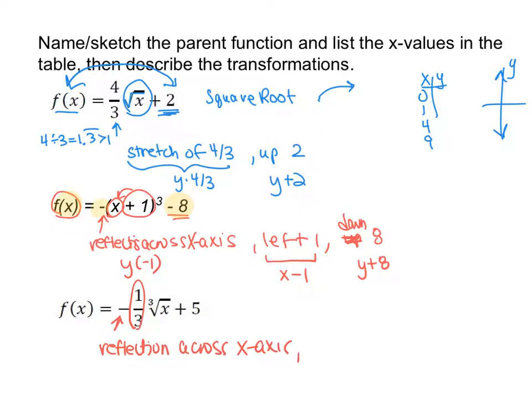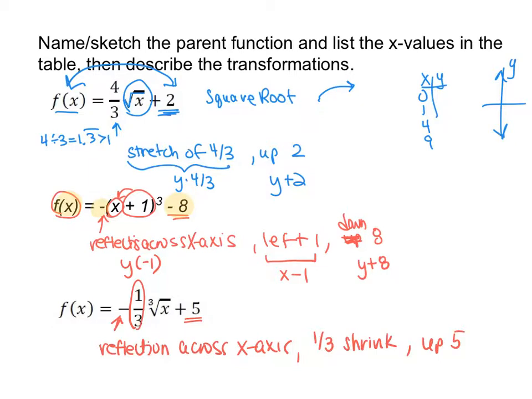And then the 1/3 is the shrink. So it's a 1/3 shrink. I should have written shrink of 1/3, but that's fine. And then this right here affects the y in the opposite, same direction, sorry. So this is going to go up 5. That's the up and down.